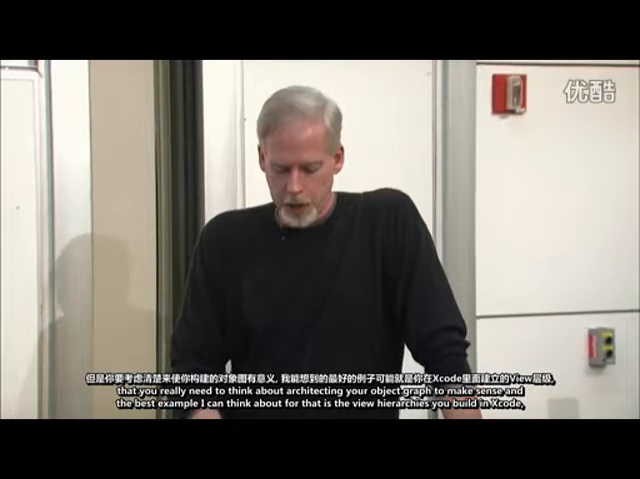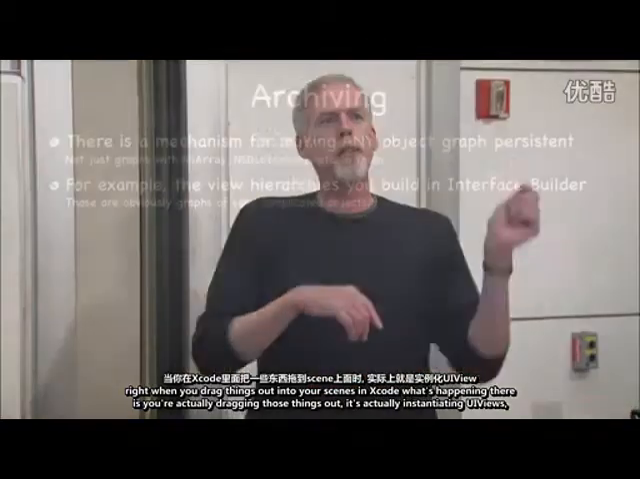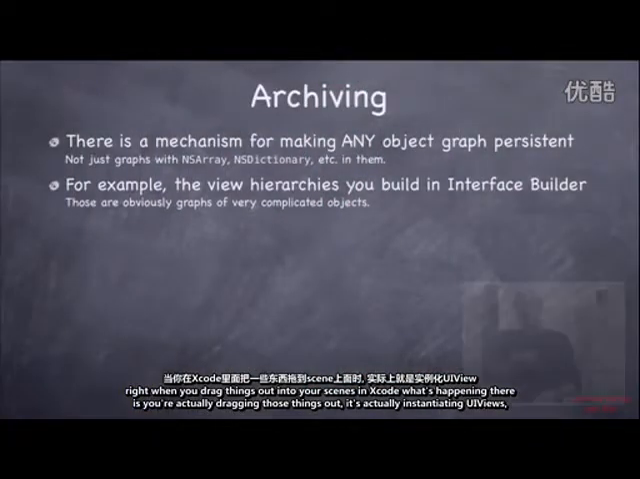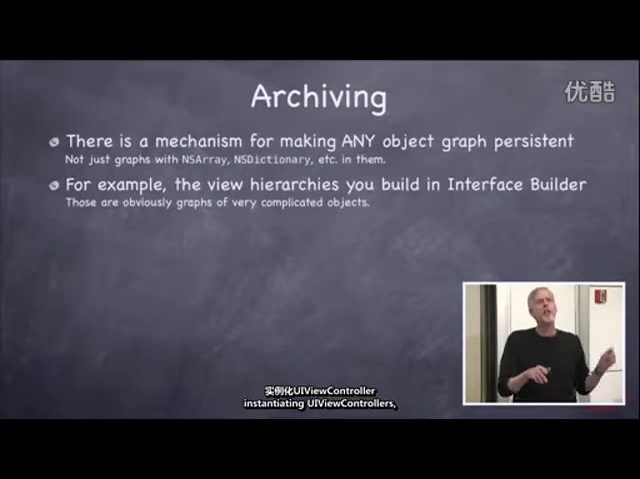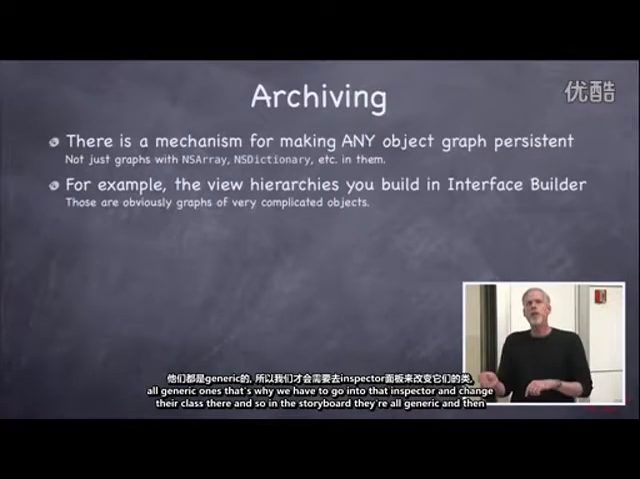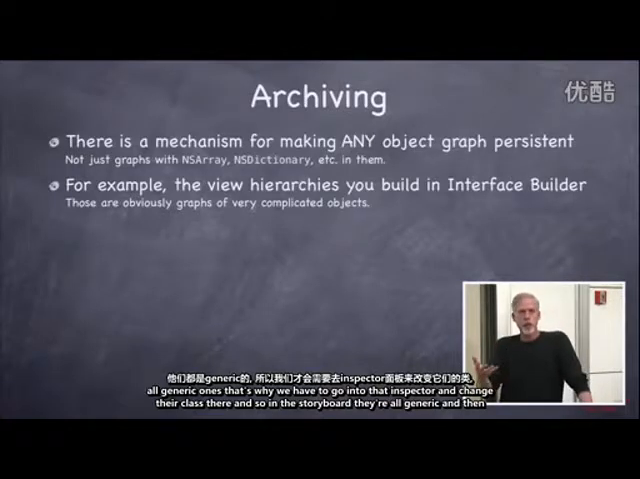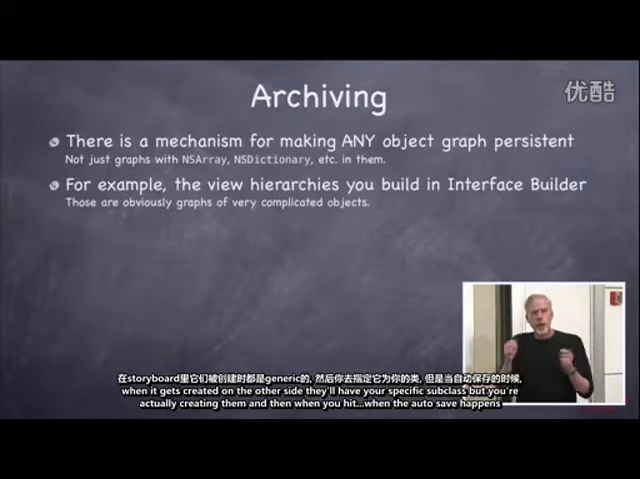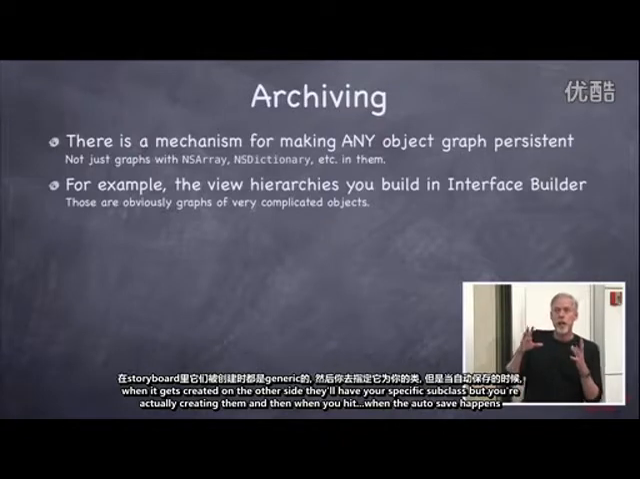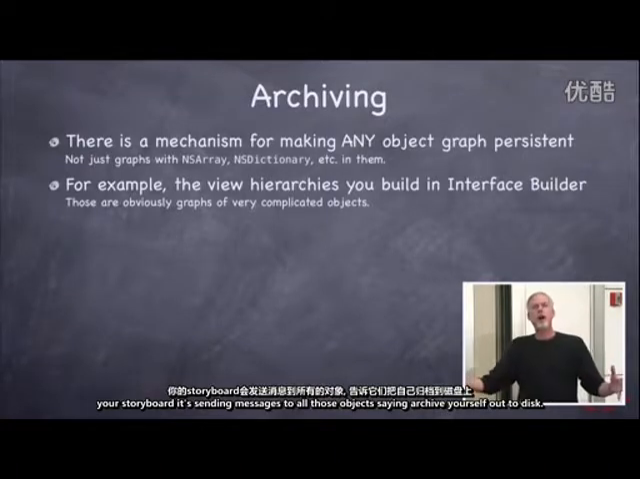The best example I can think of for that is the view hierarchies you build in Xcode. When you drag things out into your scenes in Xcode, you're actually instantiating UIViews and UIViewControllers, all generic ones. That's why we have to go into the inspector and change their class there. So in the storyboard they're all generic, and then when it gets created on the other side, they'll have your specific subclass. But you're actually creating them. And then when the autosave happens or when your storyboard document is saved, it's sending messages to all those objects saying, archive yourself out to disk.